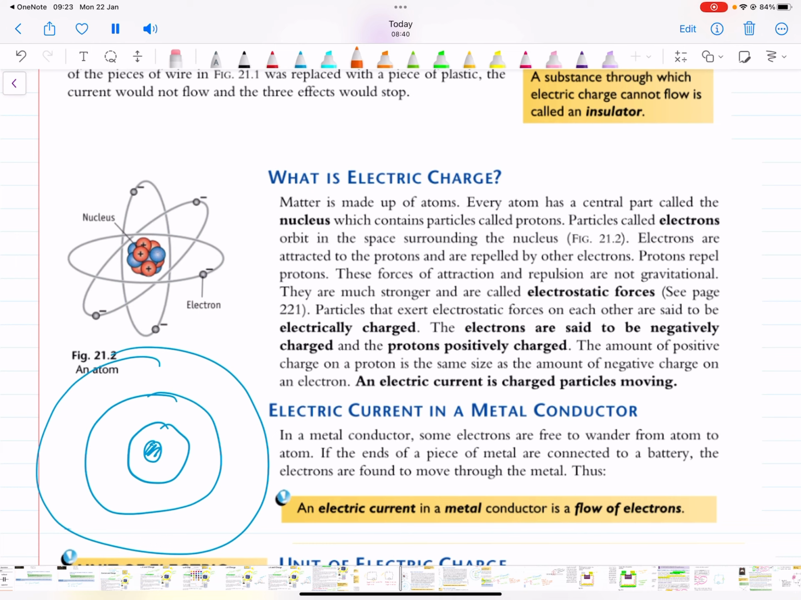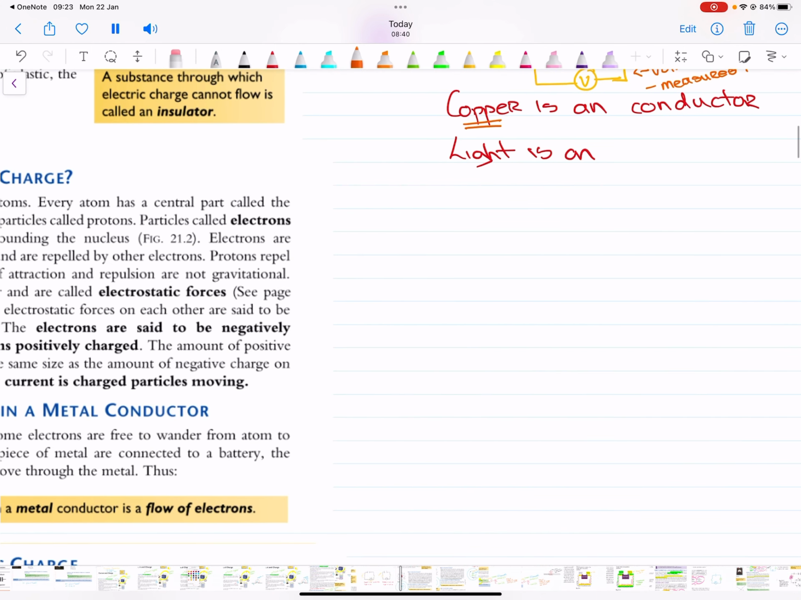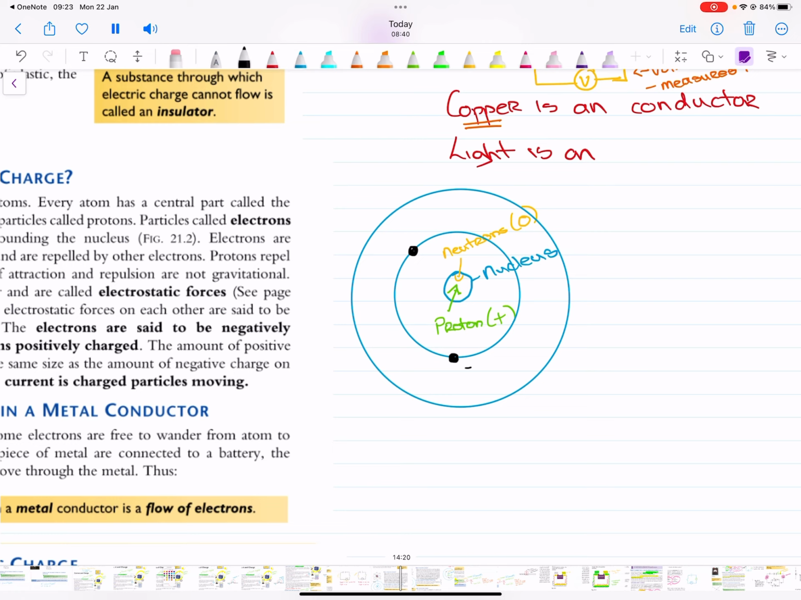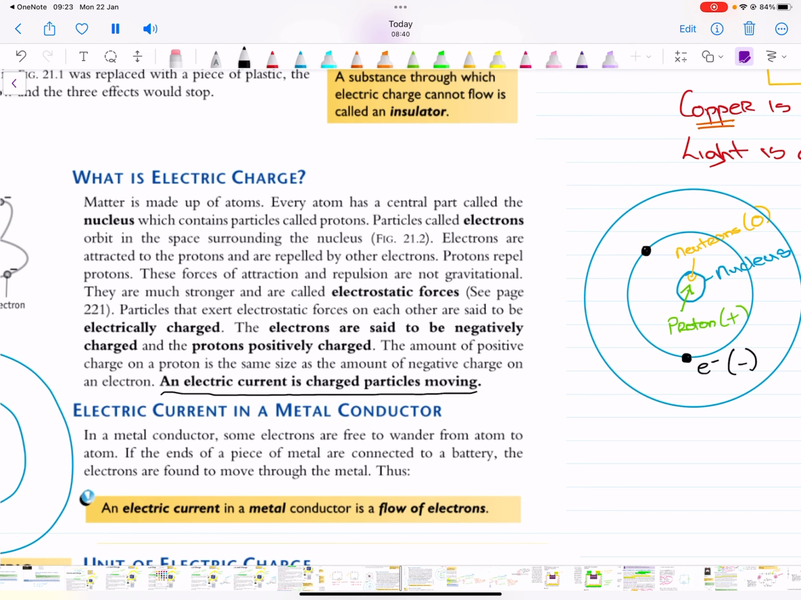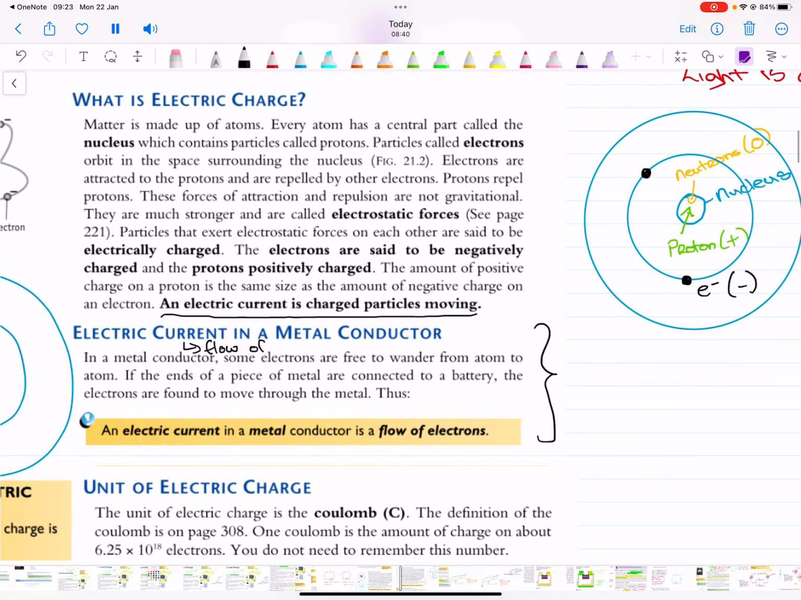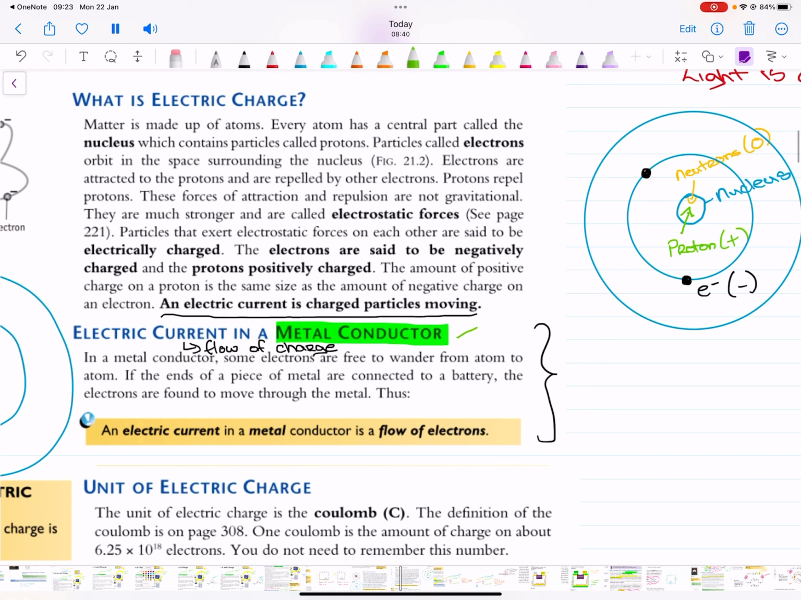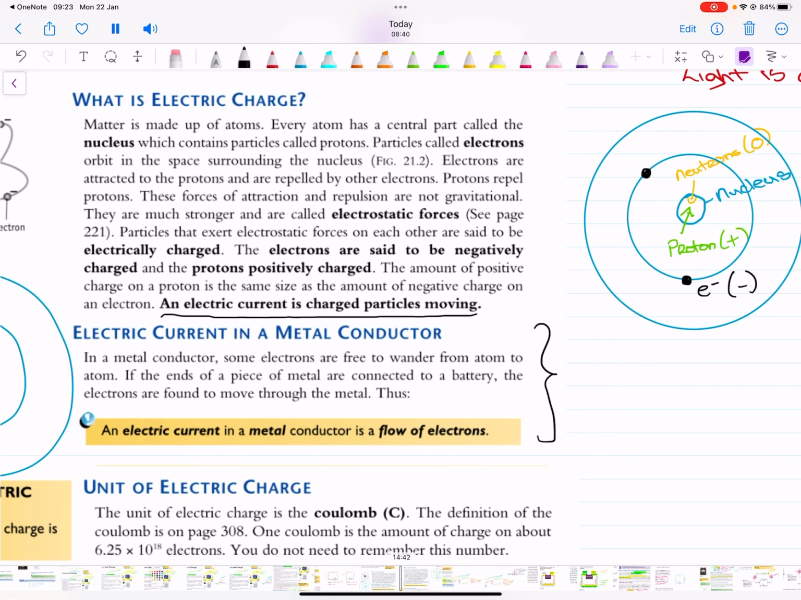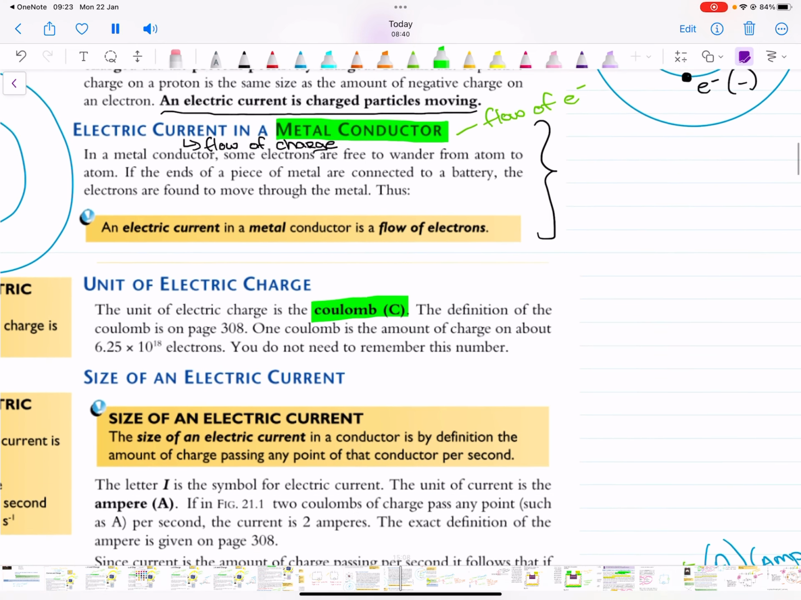And then down here, what is electric charge? I literally just draw the atom again. The electric current is the flow of charge, but if the charge is flowing in a metallic conductor, then it's specifically the flow of electrons. Again, we've talked about that before. The unit of electric charge is the coulomb.